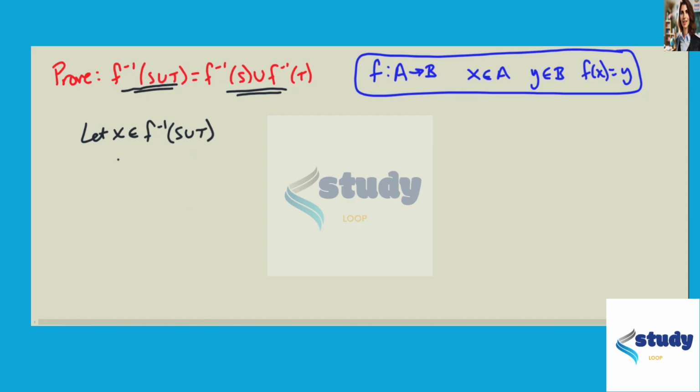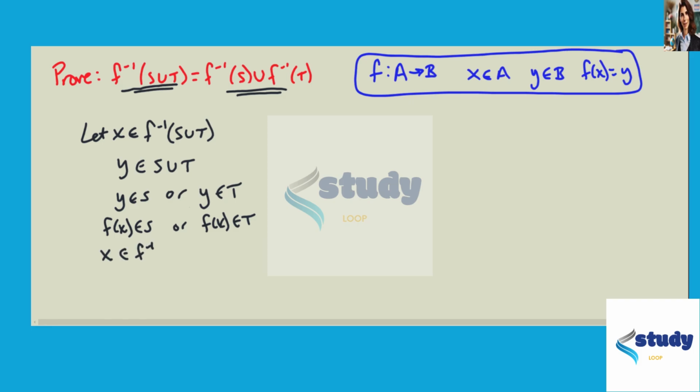Okay, so that means that y is an element of the union of s and t. Well, union means that y is either an element of s or y is an element of t. Well, y is f of x. So f of x is an element of s or f of x is an element of t. Well, for the first case, that means that x is an element of the inverse of s, or x is an element of the inverse of t.